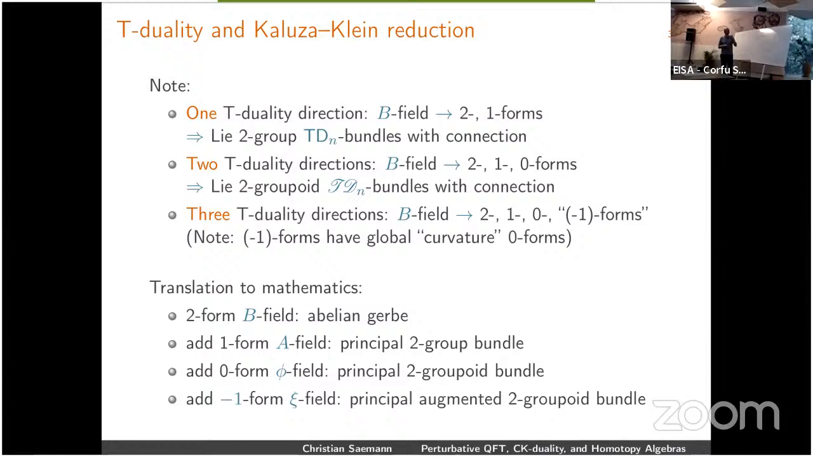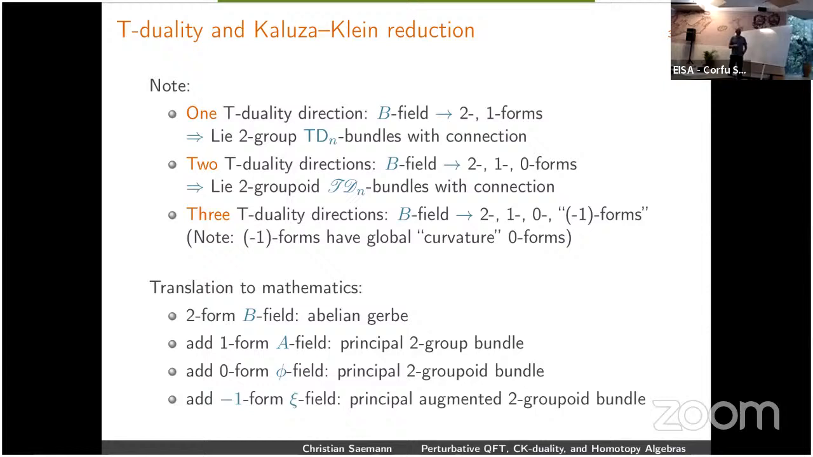But then, and that's an interesting thing, well, what about three T-dualities? We get two form, one form, zero form, and minus one form. So what is a minus one form? Well, remember that to a certain degree, we are interested in the curvatures of these things because these are the observable things. So a minus one form has a global zero form as a curvature, right? If you count like this, right? And indeed, we can describe this.